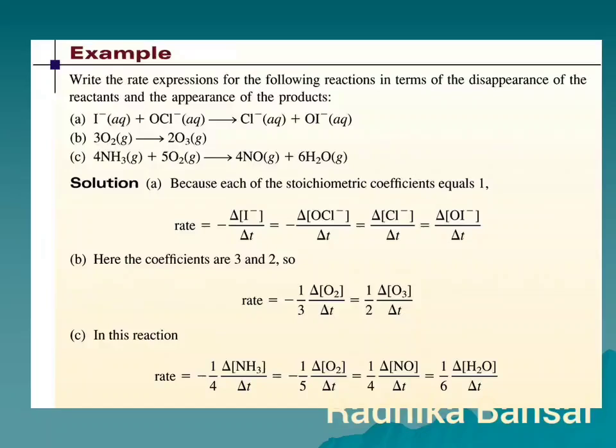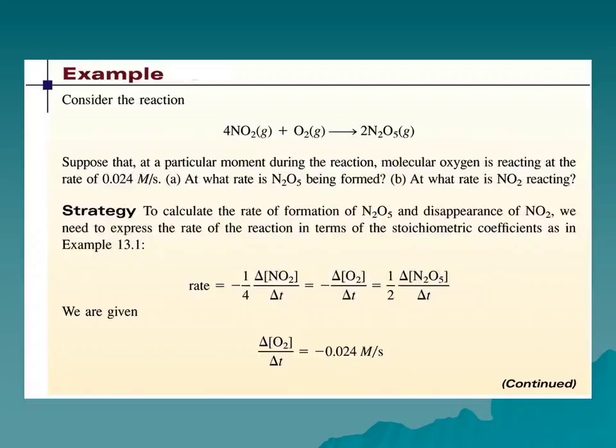Let's take another example. First reaction: I negative plus OCl negative. See, here in this chemical reaction, each stoichiometric coefficient is equal to 1. So a negative sign for reactants, and when it comes to products, it is plus.